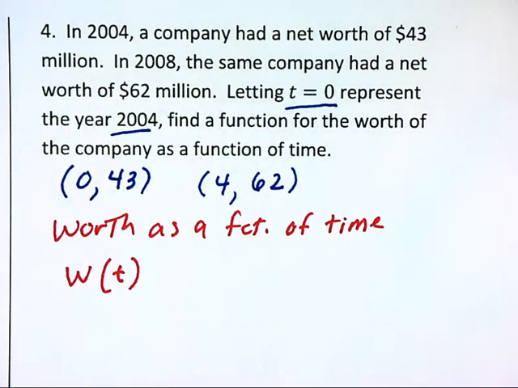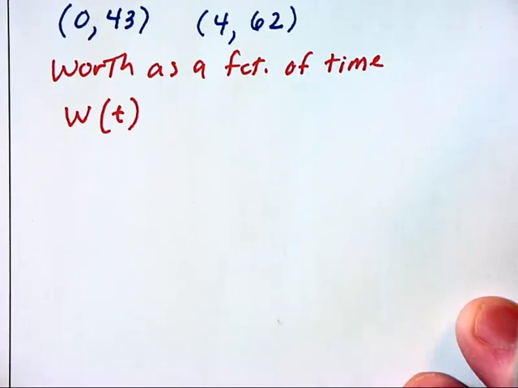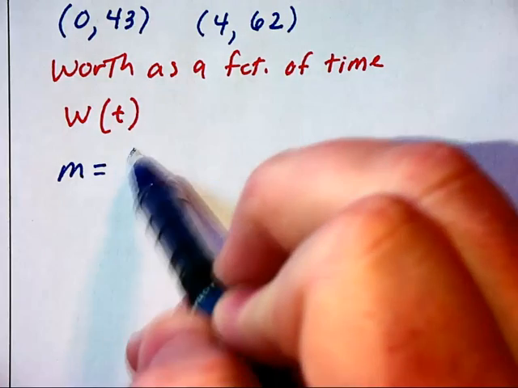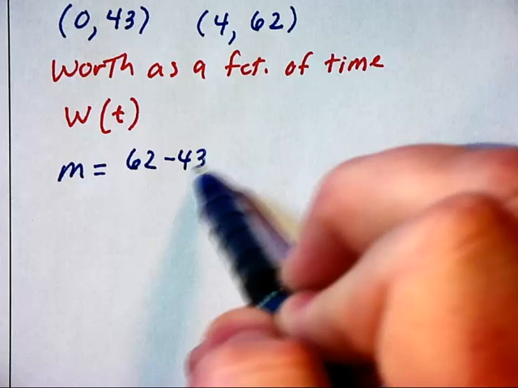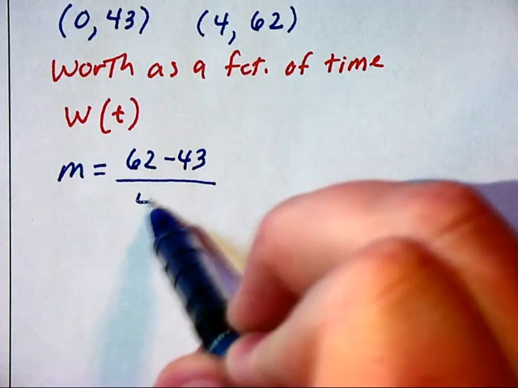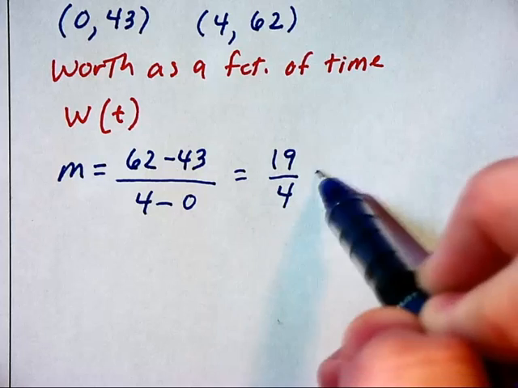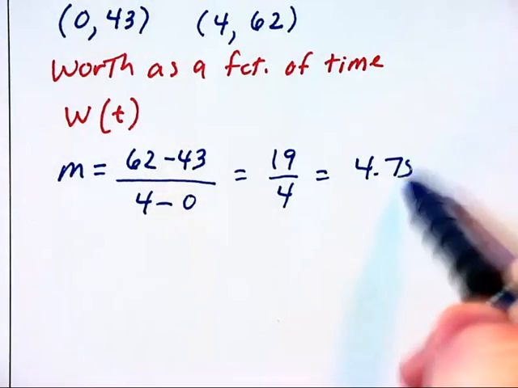Now, we're going to first need to find the slope of this line. And that means we're going to use the slope formula, which is the difference of the y's, 62 minus 43, divided by the difference of the x's, 4 minus 0. That will be 19 over 4, which is 4.75.